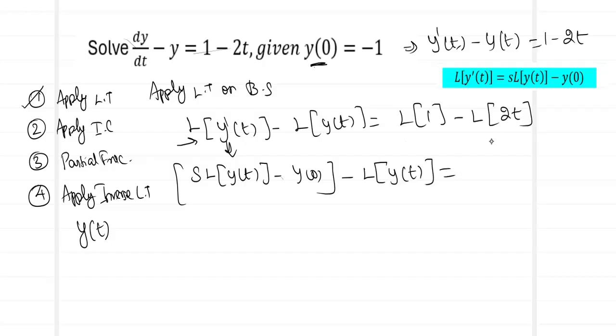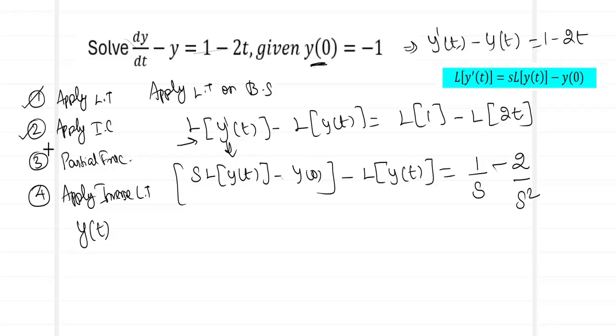Now coming to my right hand side, what do we know about Laplace of 1? Laplace of 1 is nothing but 1 by s. In the second term, this 2 is a constant. What we have is Laplace of t. What do we know about Laplace of t? Laplace of t is nothing but 1 by s square. So you have this constant to be attached, so you have it as 2 by s square. Hence, the first step of applying Laplace on both sides is complete.